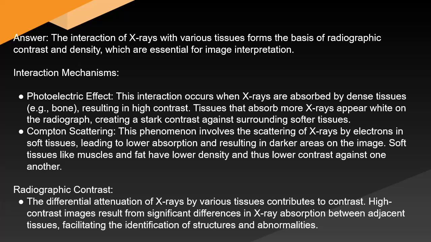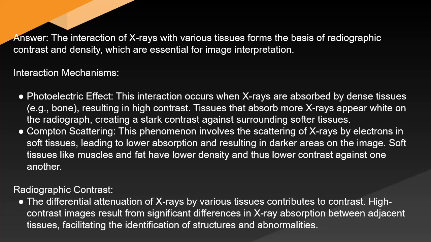This interaction occurs when X-rays are absorbed by dense tissues, e.g., bone, resulting in high contrast. Tissues that absorb more X-rays appear white on the radiograph, creating a stark contrast against surrounding softer tissues. Compton scattering. This phenomenon involves the scattering of X-rays by electrons in soft tissues, leading to lower absorption and resulting in darker areas on the image. Soft tissues like muscles and fat have lower density and thus lower contrast against one another.